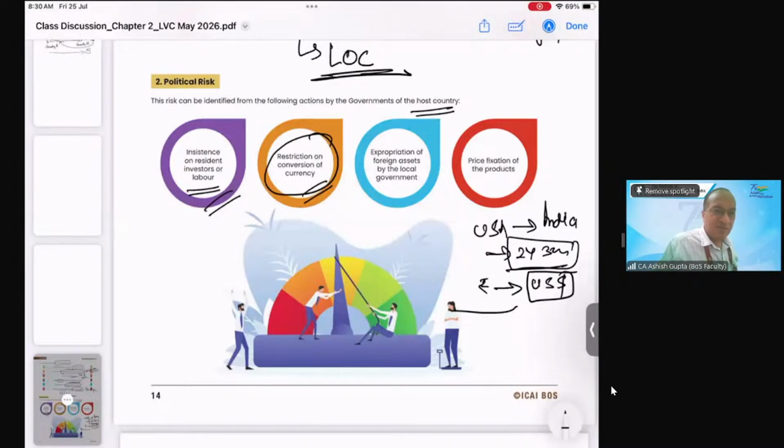You cannot convert this amount into US dollars. Then what will happen? The profit will be there, but you cannot bring out the money. So this is one of the indications. Expropriation, that I have discussed with you, the Venezuela case.